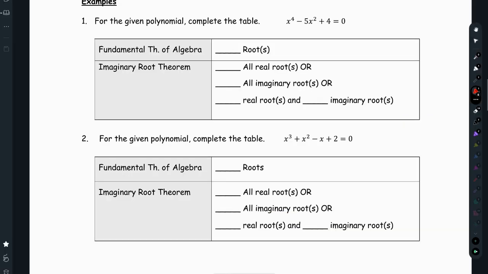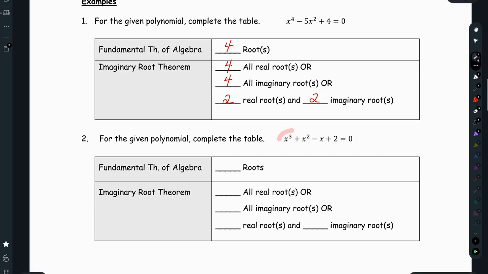For example number 1, we have x to the 4th. Since we have x to the 4th, we know we have 4 roots. It's possible to have all real roots, so 4 real roots. Imaginary roots come in pairs, so the possibility there could be 2 and 2, so 2 pairs. So we could possibly have all imaginary roots, that works. Or we can have just 2 real roots and 2 imaginary roots.